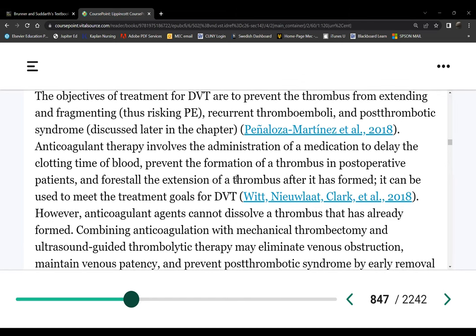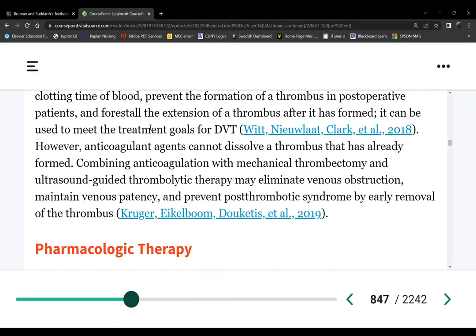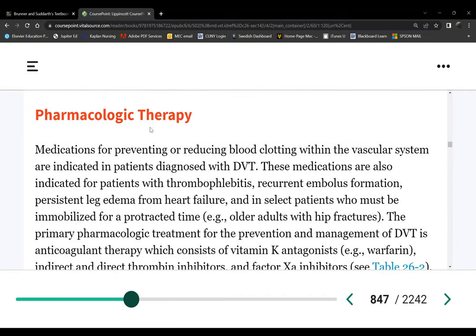DVT and PE are treated the same way. However, in the case of PE, it really depends on the category, because there are three categories of PE. There's a low-risk PE, there's a submassive, and then finally a massive PE. So treatment will vary depending on the severity or category. Let's start with pharmacologic therapy.